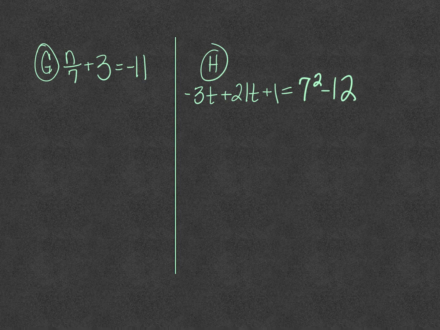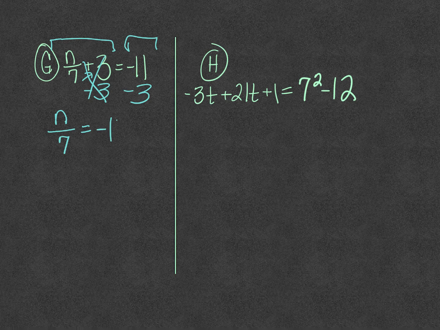All right, so here we go. So here we have nothing that we can combine or simplify on this side and nothing on this side. So I'm going to use my inverse operation to isolate my variable. The opposite of a positive 3 would be minus 3. That cancels, so I'm going to rewrite my problem. N over 7 equals negative 11 plus a negative 3. You add and keep your sign, which is a negative 14.